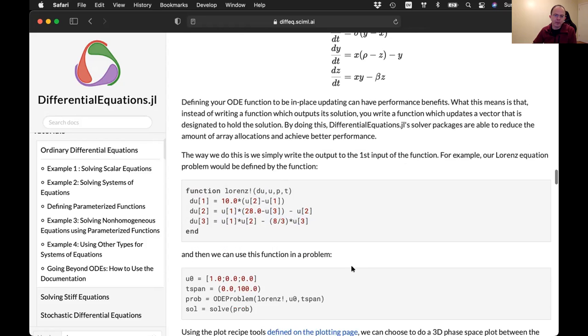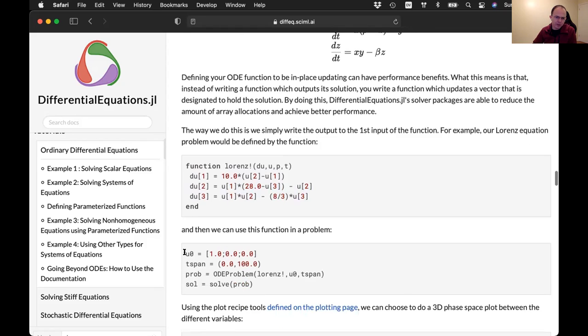Okay, and then after that, we specify the initial conditions like this. So we'll create a u0, and we'll just give the initial conditions. For us, it'll be 0, 0, 0, 0. And then you indicate what time you want to have the solution over, starting from t equals 0 until some final time.